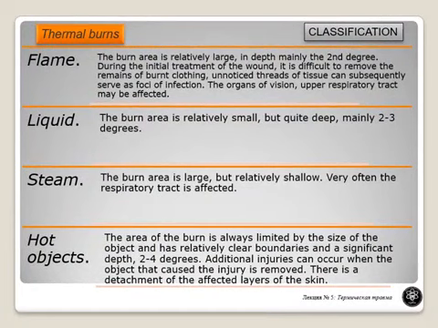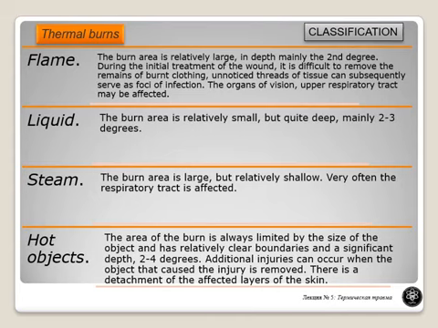So, let's try to analyze thermal burns in more detail. Thermal burns by flame. The area of the burn is quite large most often. The depth mainly starts from the 2nd degree. This may be due to the fact that the flame temperature is usually about 300 degrees Celsius.